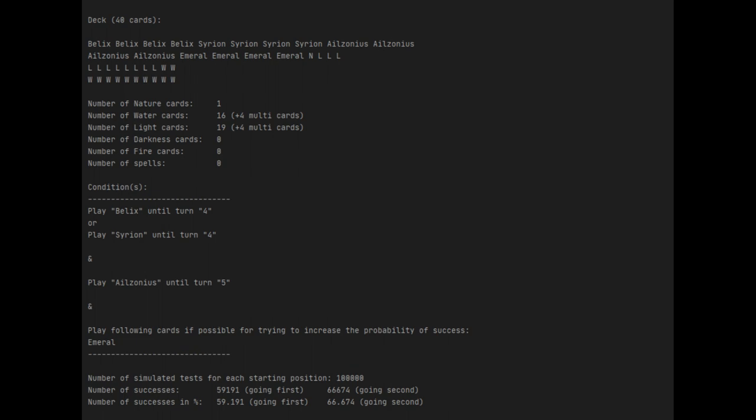And now comparing this to other cards like Holcus, Holcus is around the same as Emerald. It's like a 0.2% difference.